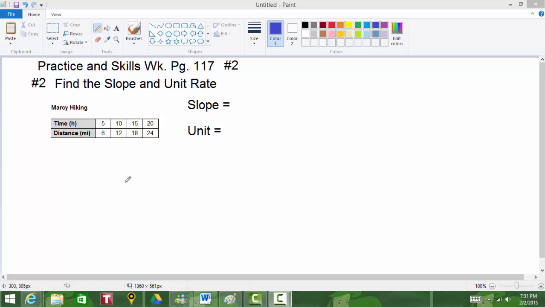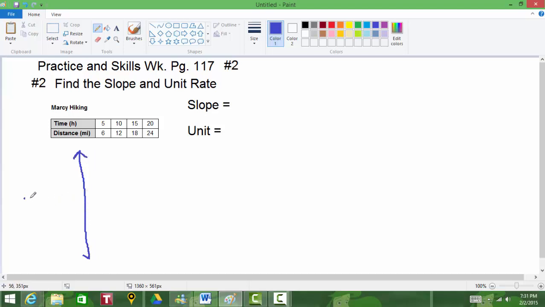Okay, so in this particular problem they've given us this table. They tell us that for 5 hours we travel a distance of 6 miles, and then for 10 hours we travel 12. And then it continues on. Just to get us an idea of what that looks like, let's make a quick little sketch.